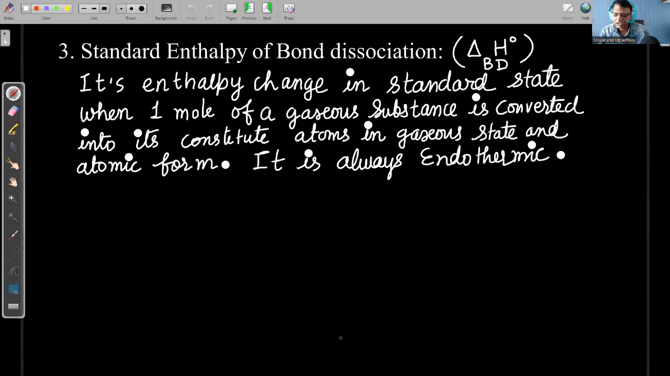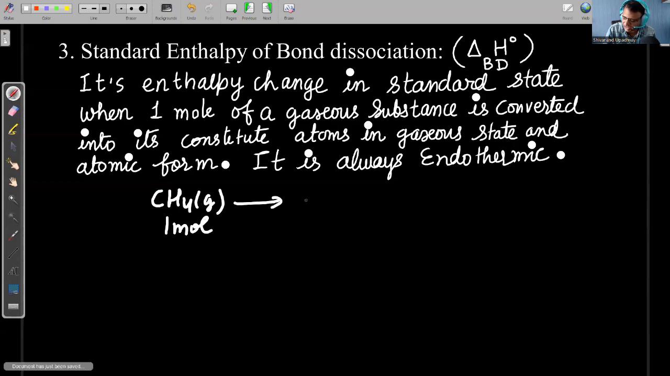थर्ड इज स्टैंडर्ड एंथैल्पी ऑफ बॉन्ड डिसोसिएशन. देयर बॉन्ड डिसोसिएशन इज जस्ट रिवर्स ऑफ बॉन्ड फॉर्मेशन. जैसे अगर मैं कहता हूँ CH4 मॉलिक्यूल गैसियस स्टेट में है, अगर मुझे इसका बॉन्ड तोड़ना है, ये 1 मोल होना चाहिए और इसके सारे बॉन्ड तोड़ के इसको एटॉमिक फॉर्म में लाना है. कार्बन इन गैसियस स्टेट प्लस 4 टाइम्स ऑफ हाइड्रोजन इन गैसियस स्टेट.